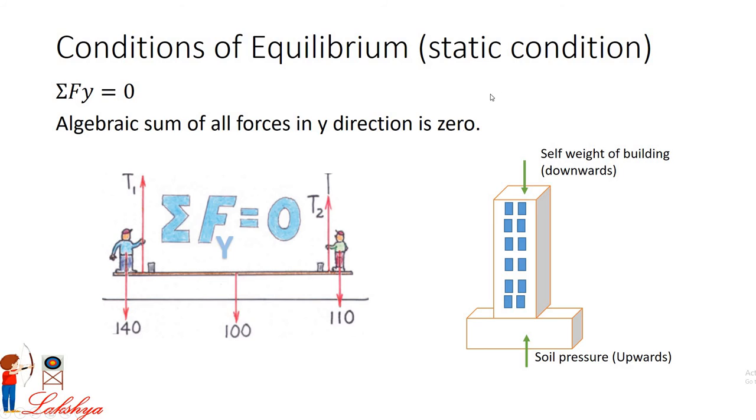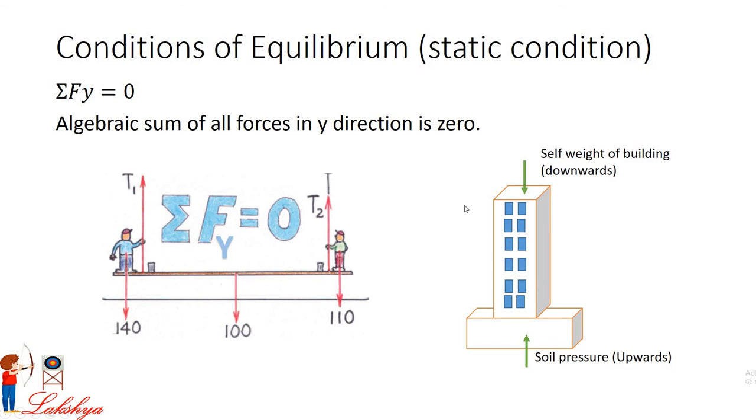Now next, the algebraic sum of all forces in the y direction is 0. Now you consider this body. Tension 1, tension 2, and what about the resultant? So ultimately the summation of all these forces is 0. So sigma Fy is 0.